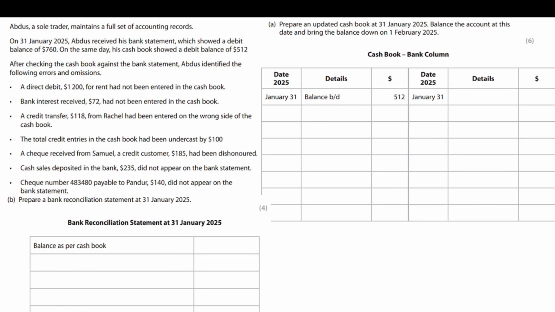Today I am doing one more question from a past paper, Pearson Edexcel, on bank reconciliation statement. This is one of the latest papers. Let's go through the question.